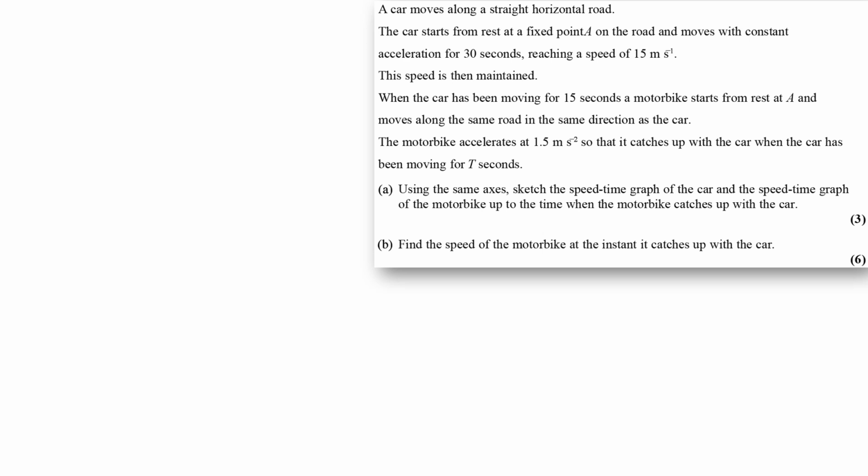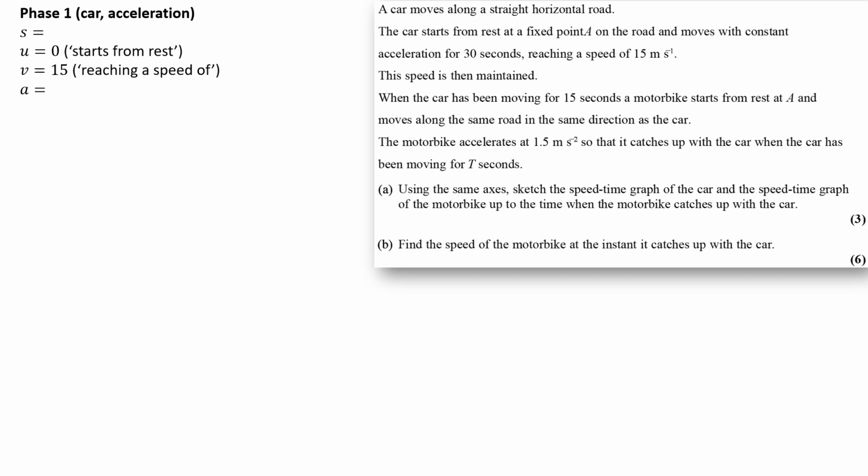But it is possible to describe this using SUVAT equations as well. So for instance, the first phase of motion, the car is accelerating. We don't know how far it's gone, but we do know that it starts from rest. We're told that it reaches a speed of 15. We're not told the acceleration, but we are told that it takes 30 seconds to get there.